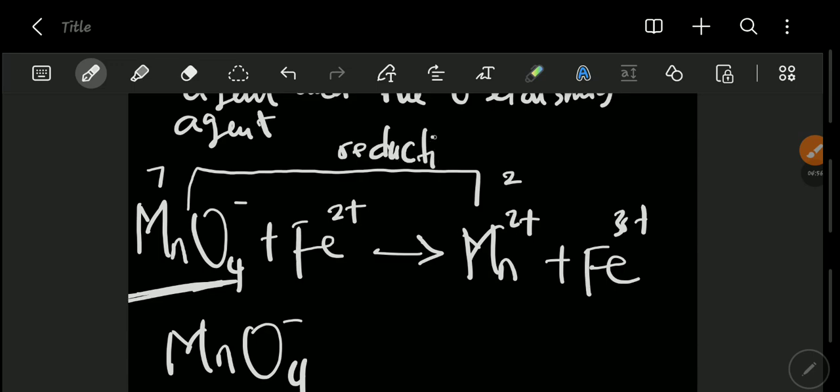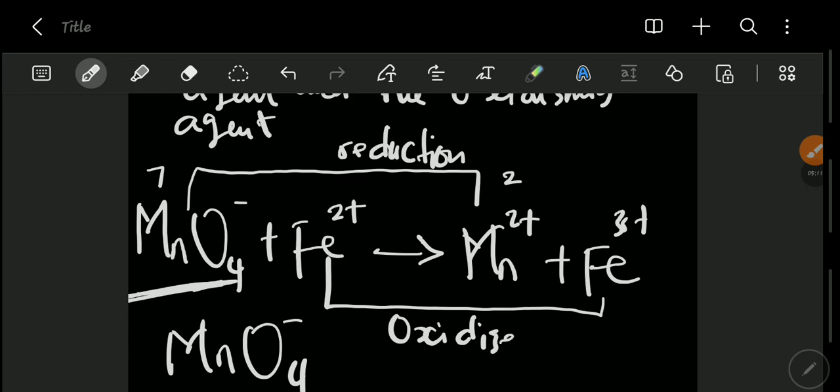And if you look at iron 2, iron here is 2, but here it lost 1 electron, that is 3 here. So what can you say? It means iron here is being oxidized, right? Iron is being oxidized. I believe we understand the concept.